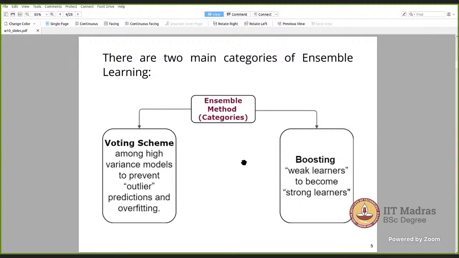So as I said, voting is similar to bagging. Roughly, you can divide ensemble techniques into bagging and boosting. The difference between bagging and voting is that in bagging, there are homogeneous estimators, that is, all estimators are of similar type. In voting, you can have different kinds of estimators, like KNN, logistic regression, decision tree.